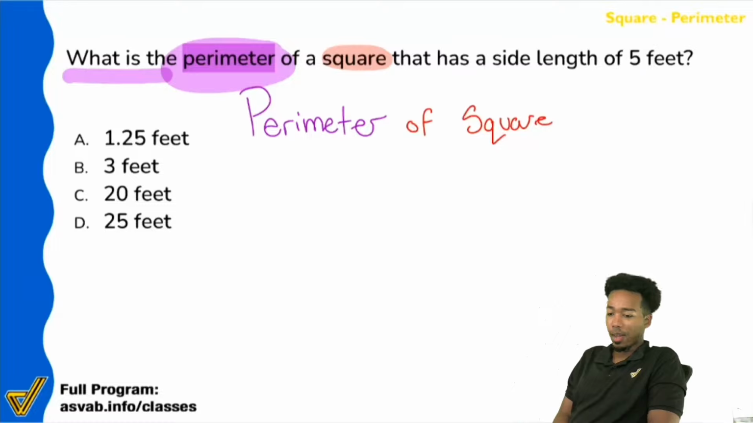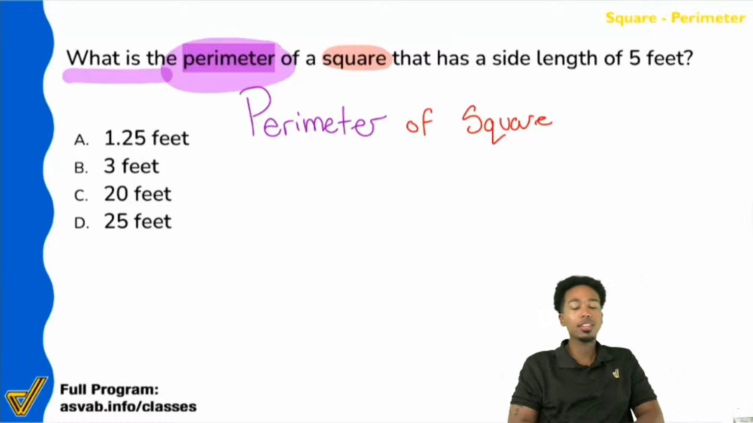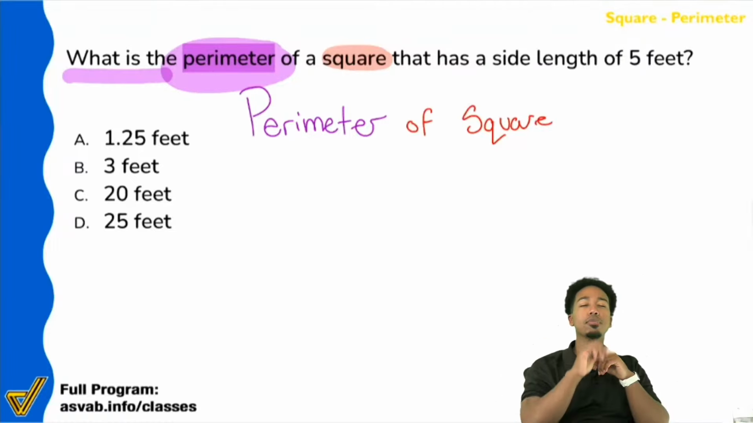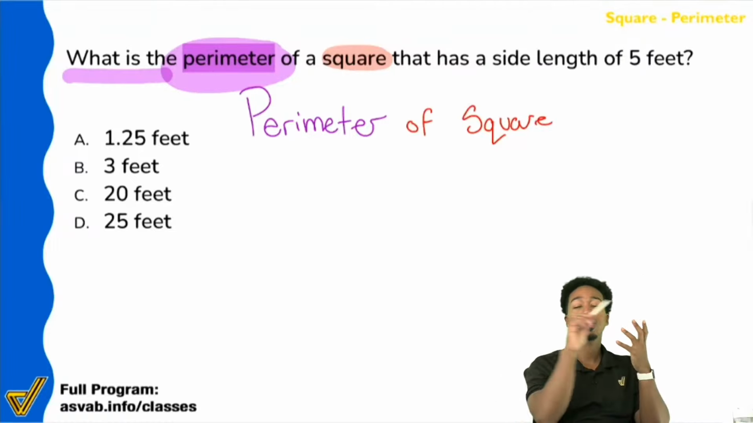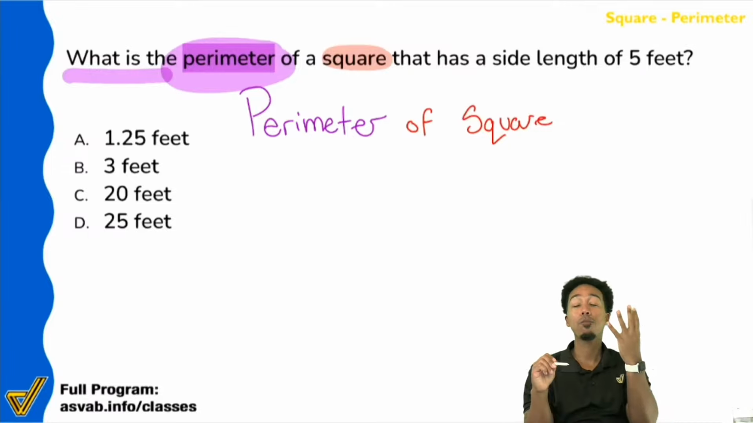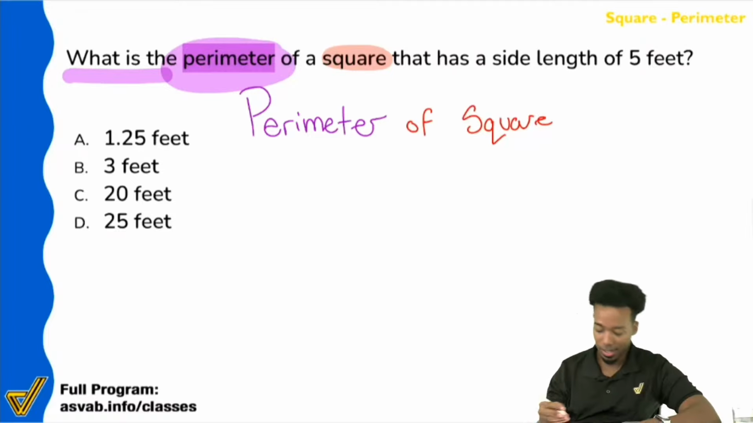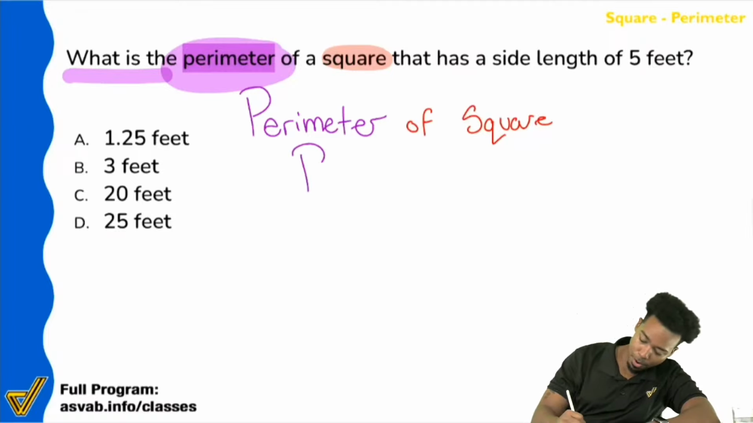It is not length times width. I can tell you that right now. Visualize the square. We got 4 sides, and they're all the same. Side plus side plus side plus side. Or, since it's 4 sides and they're all the same, 4 times side. Perimeter equals 4 times the side length.